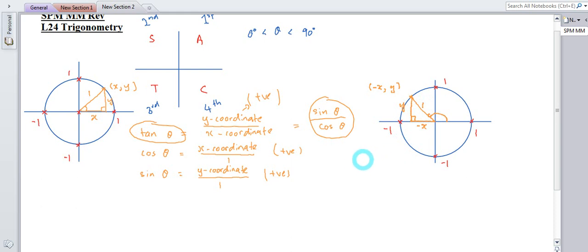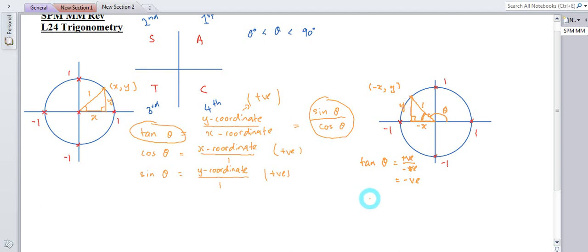If I want to find tangent theta, if theta is over here, I need to use this triangle. This is the reference angle of this angle. So tangent theta is equal to TOA. Opposite is positive, and adjacent is negative. So positive divided by negative, we get negative.